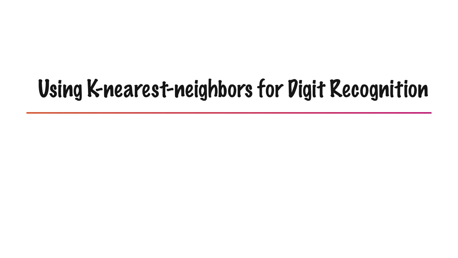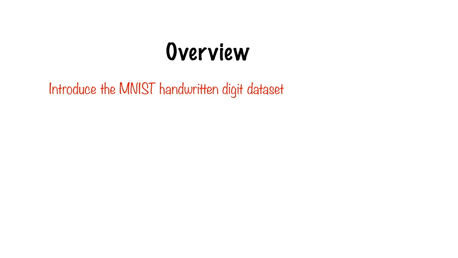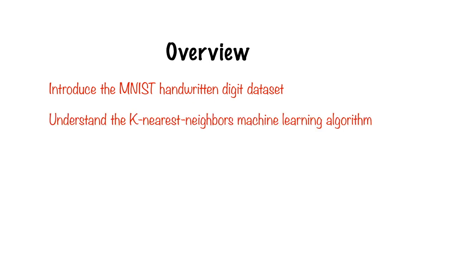Hi, and welcome to this module where we'll be using TensorFlow for a simple machine learning algorithm. We'll use the k nearest neighbors algorithm to recognize handwritten digits which are present in the form of images. We'll introduce the MNIST handwritten digit dataset. It's a great dataset to get started with on machine learning and pattern recognition techniques. We'll then understand how the k nearest neighbors machine learning algorithm works before we apply it to this MNIST dataset.